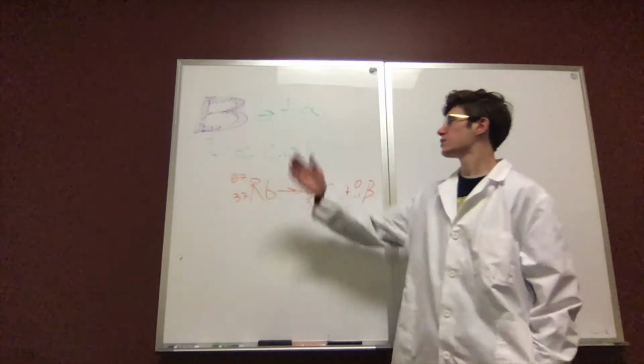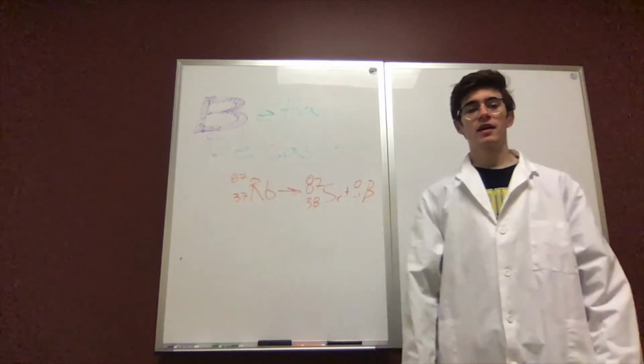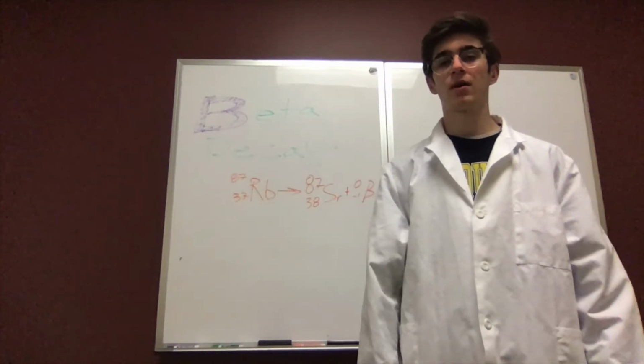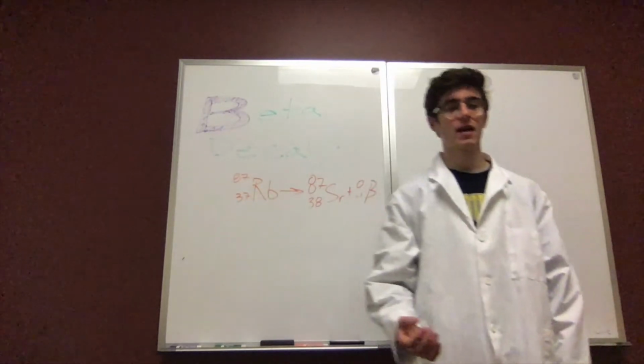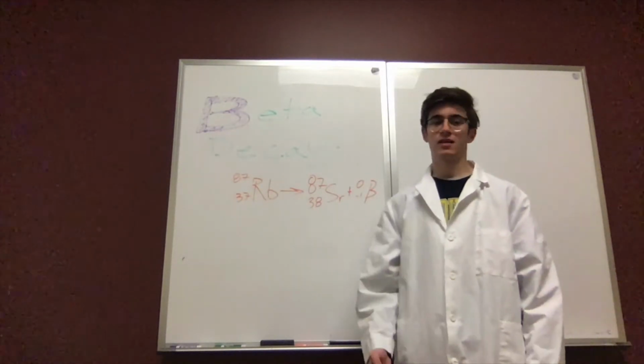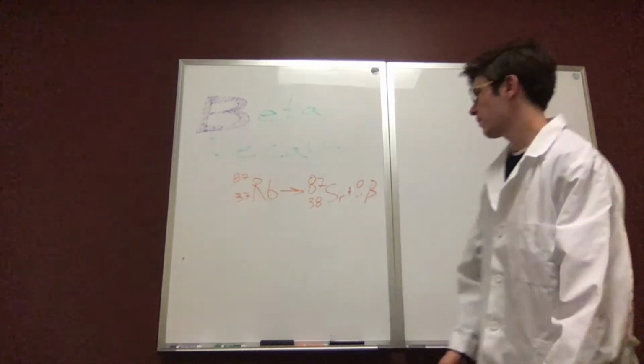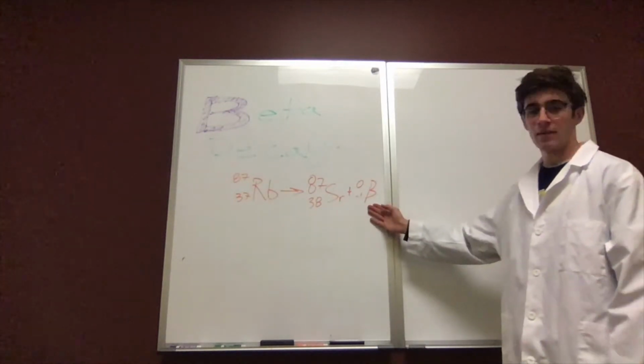Next up is B, which stands for beta decay. Beta decay is defined as the type of radioactive decay that results in spontaneous emission of a beta particle. Now, what is this beta particle, you may ask? Well, a beta particle is basically an electron. It carries a negligible mass, but a negative charge. Here's an example of beta decay where you can see the beta particle.